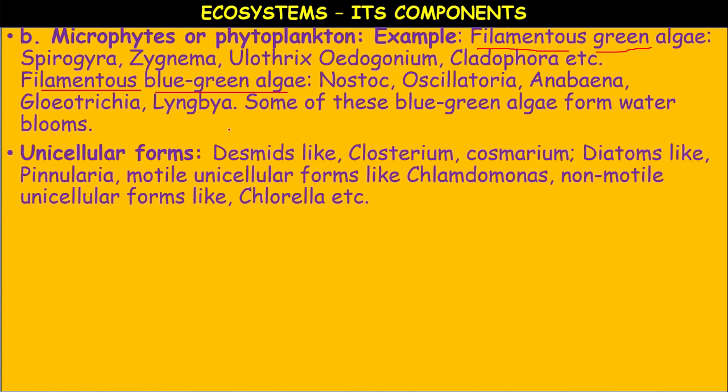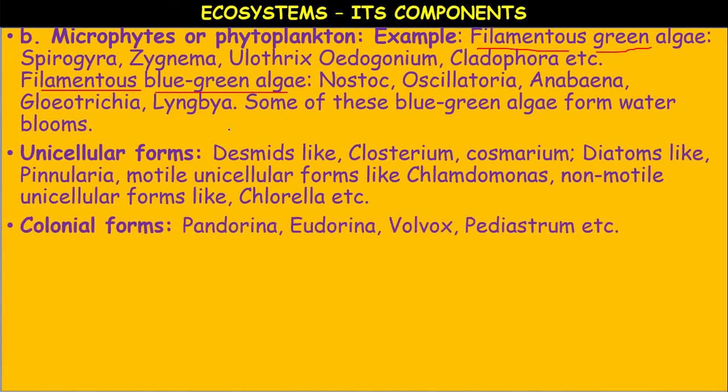Next, unicellular forms. Unicellular forms include desmids like Closterium, Cosmarium, diatoms like Pinnularia, motile unicellular forms like Chlamydomonas, and non-motile unicellular forms like Chlorella. Motile means movable. Okay, these are unicellular, they are single. Previously, the filamentous algae and the filamentous blue-green algae are multicellular. But Chlamydomonas is unicellular, motile, and Chlorella is unicellular, non-motile, seen in the ponds.